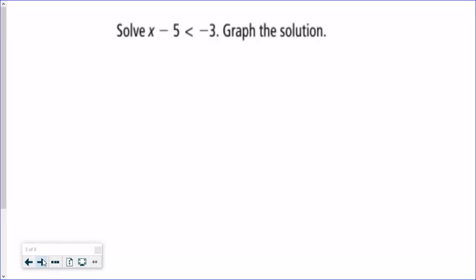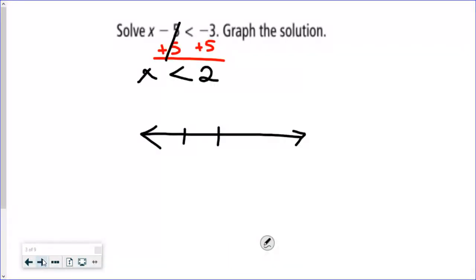Okay, solve and graph. I'm going to add 5 to get x by itself. And what happens? I still have x. The 5 goes away. It's a less than, and I have 2. So when I graph it, again, I'm going to have 3 numbers. The middle number is going to be the solution, and the number line needs to actually make sense. It's a hollow circle today, and it should shade to the left because it's just a less than, not a less than or equal to.